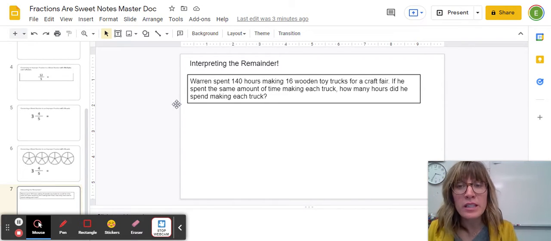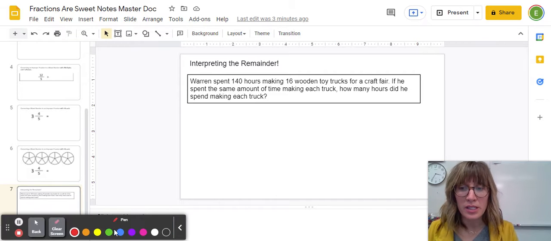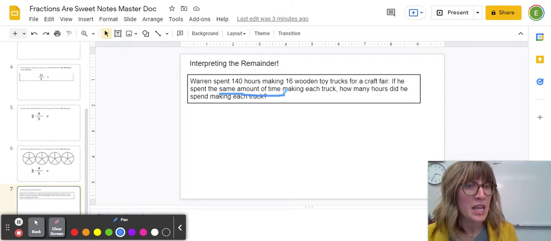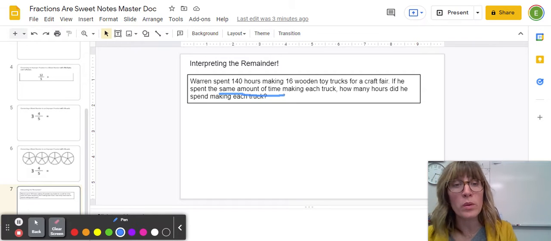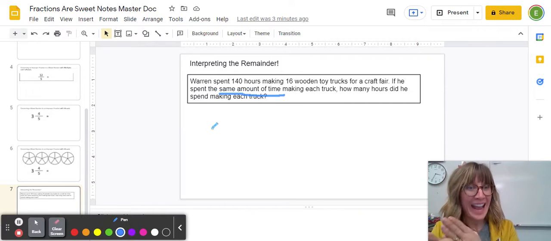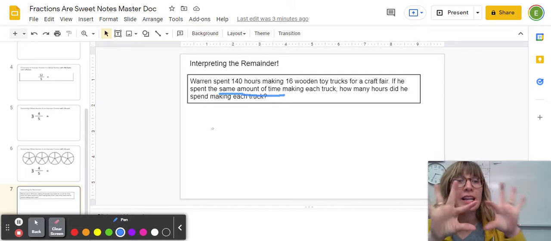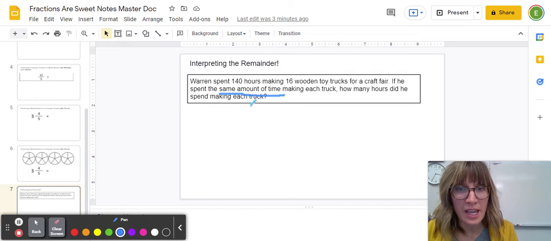So as we read this problem, we're going to try to pull out some key features. So we know that this person named Warren spent 140 hours making 16 toy trucks for a craft fair. If he spent the same amount of time making each truck, we want to know how many hours did he spend making each truck. So in other words, he's dividing his time on the trucks equally, right? So we're going to end up dividing.